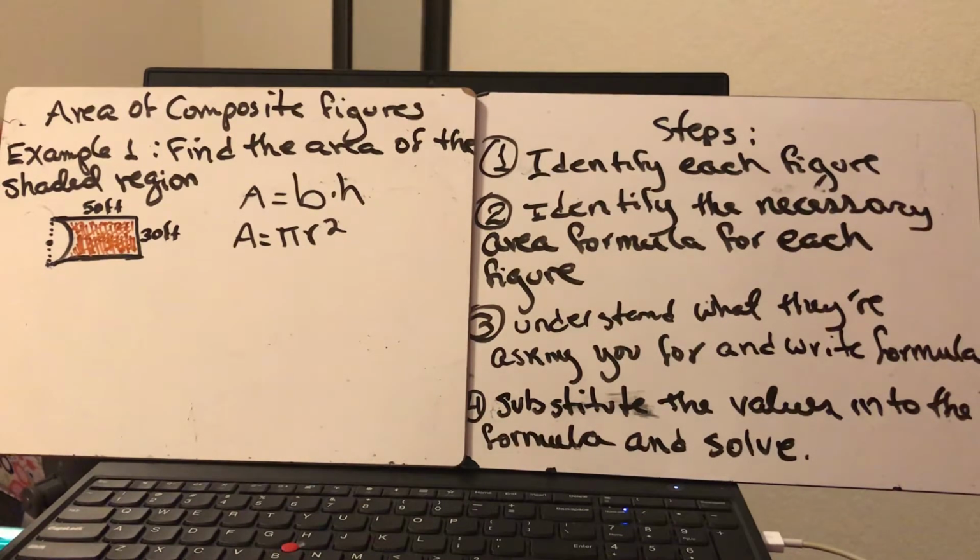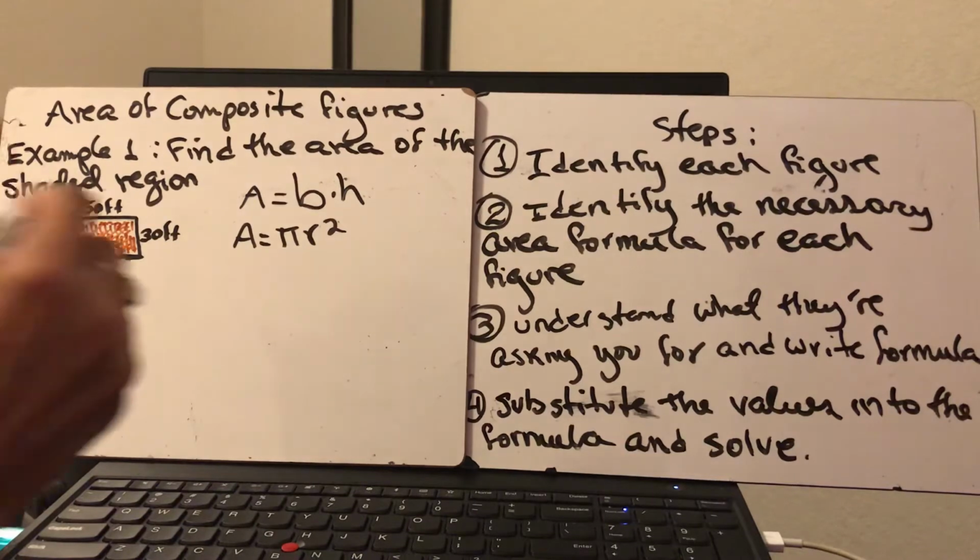Now, the third step says to understand what they're asking you for and to write the formula that you need to work with after. So again, what are they asking us for? They're asking us to find the area of a shaded region, and the shaded region is here, which is almost the entire rectangle, but not really. I have to subtract what seems to be half of a circle. So I'm gonna write down that formula.